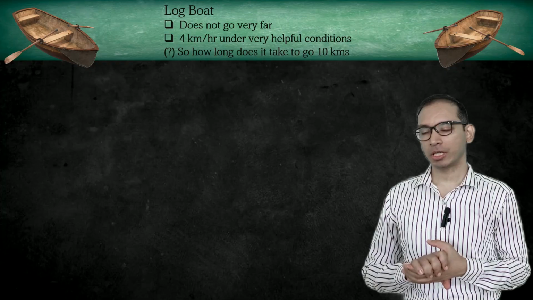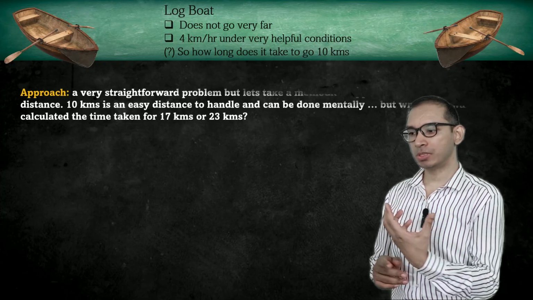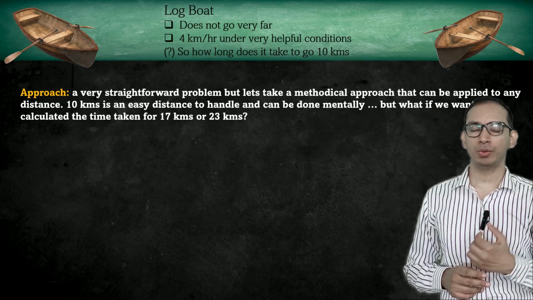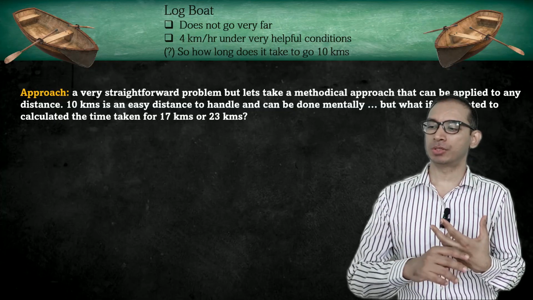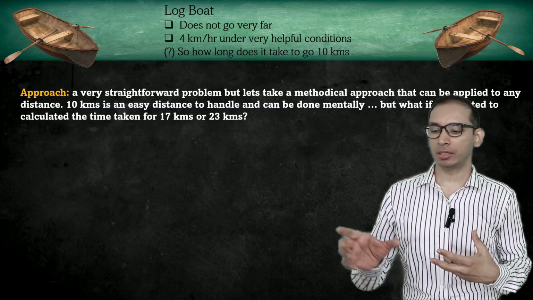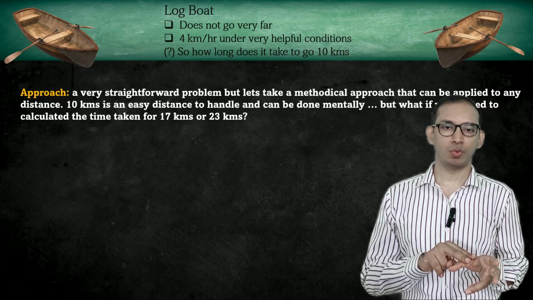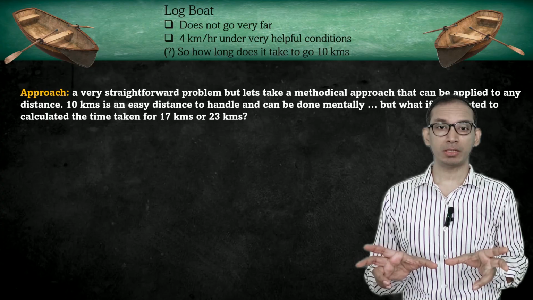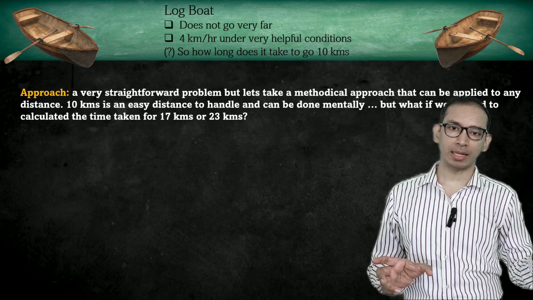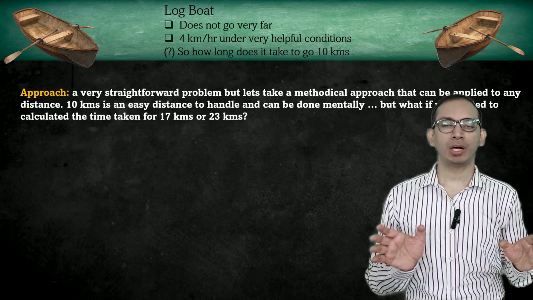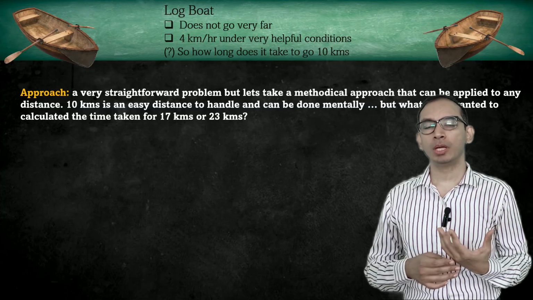The approach here can be a very straightforward approach, but let's take a more methodical approach. What is a straightforward approach? Something that you can do mentally. 4 kilometers per hour, and you want to travel a distance of 10 kilometers, and how long does it take? So 4 kilometers, 1 hour, another 4 kilometers, 1 more hour, so that's 8 kilometers. You have an additional 2 kilometers to go, so it takes another half an hour. So in 2.5 hours you can travel 10 kilometers. That's a very straightforward approach which you can do in your mind.